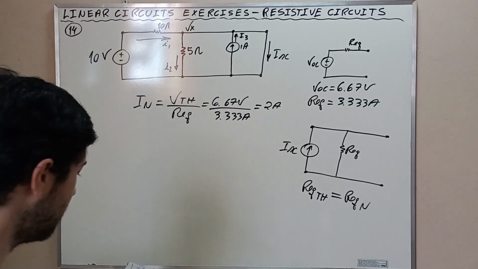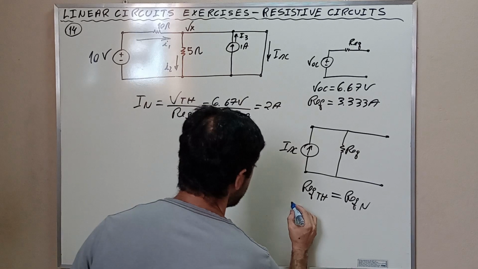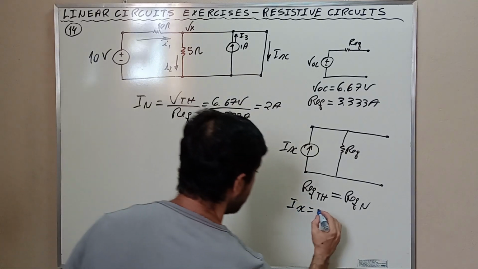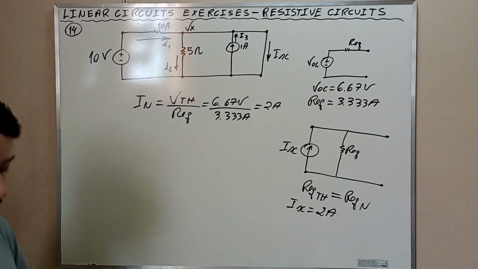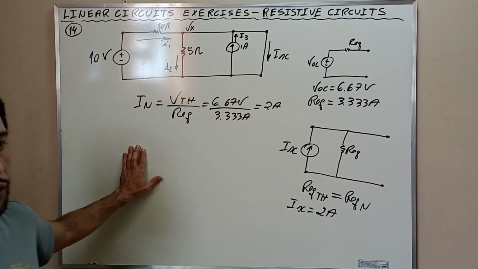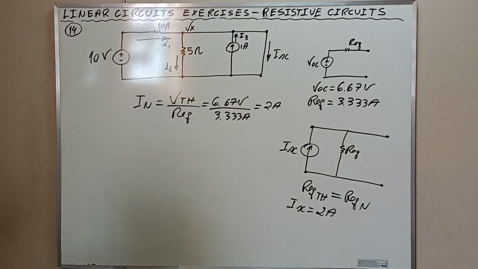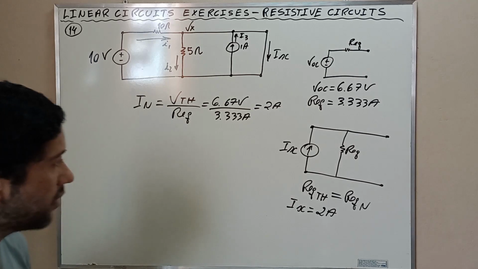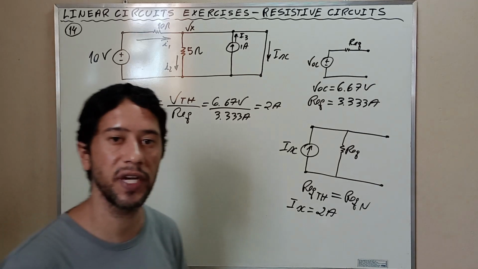Okay, my friends, and this is the short circuit current of the Norton equivalent circuit, 2 amps. Okay, my friends, did you guys understand what I did? Alright, if not, return to the beginning of the video and watch it again, because this is important. The Norton and the Thevenin's equivalent circuits are very important in solving linear circuits. Okay, my friends, this is all for exercise 14. Let's go to exercise 15 now.